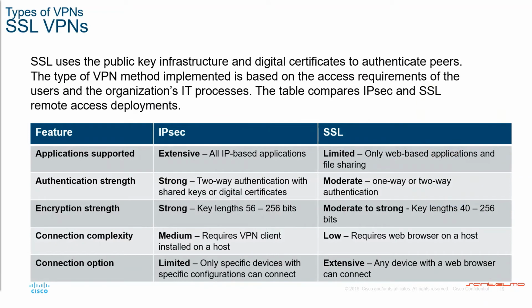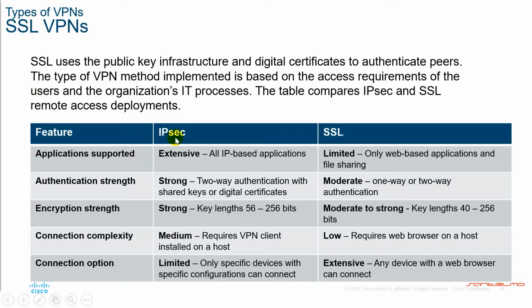All right, next, SSL VPNs. When a client negotiates an SSL VPN connection with the VPN gateway, it actually connects using TLS, or Transport Layer Security. TLS is a newer version of SSL and is sometimes expressed as SSL over TLS. However, both terms are often used interchangeably. SSL uses the public key infrastructure and digital certificates to authenticate peers. The type of VPN method implemented is based on the access requirements of the users and the organization's IT processes.